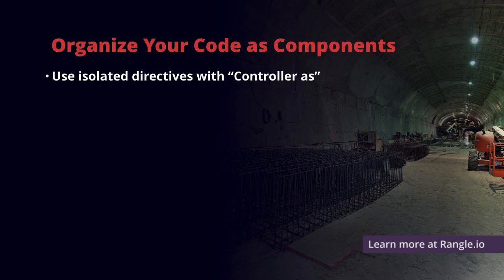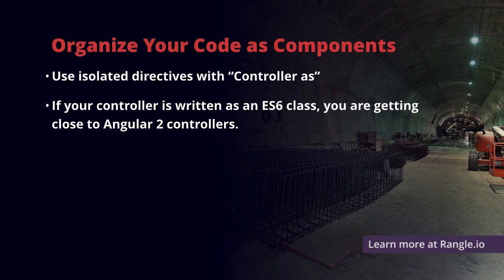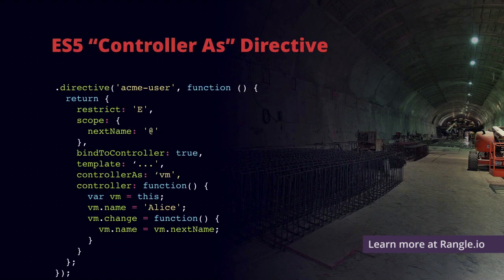The way you could go a step further in making your code look closer to Angular 2 and really be compatible with it is to use isolated directives with controller as. And if you then write your controller using an ES6 class, the way I showed you, you're now getting pretty close to what will work as an Angular 2 controller. So here is what a controller as directive would look like today if you're using ES5. Again, this is using controller as, because that's really the way you should be doing those things.